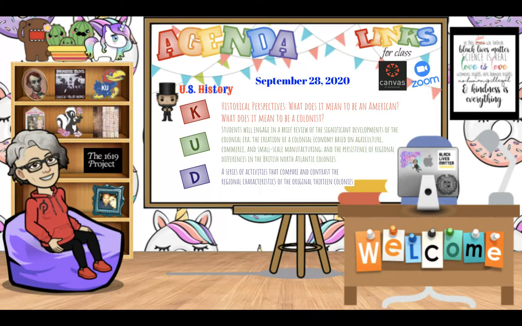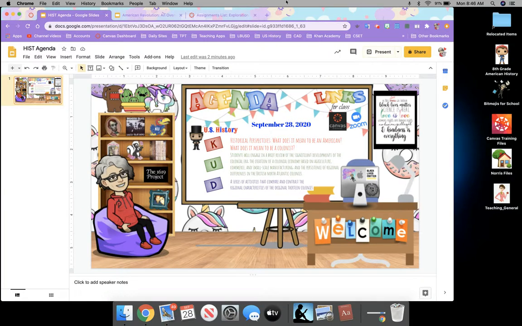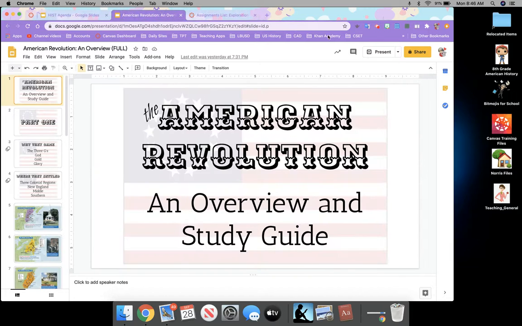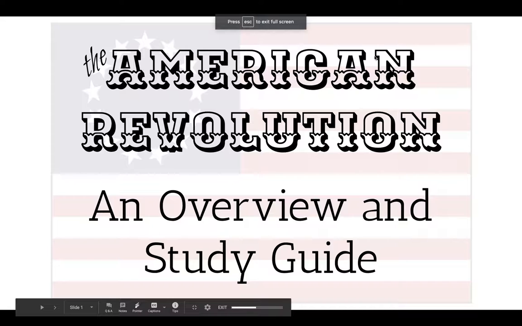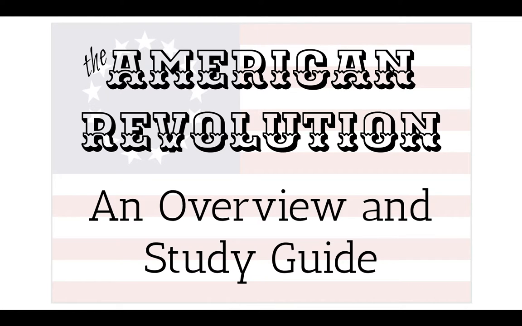Okay, so we've been doing a series of activities that compare and contrast the regional characteristics of the original 13 colonies. So, what I wanted to talk about today, what I really wanted to focus on, was the idea of mercantilism and the triangle trade and the introduction of slavery into the colonies.